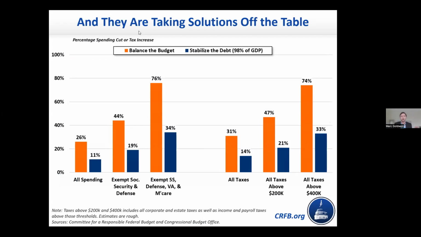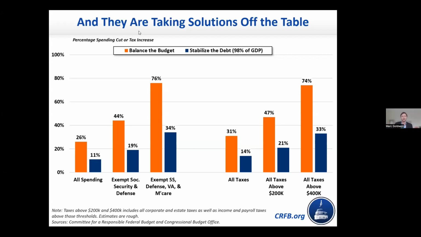And in fact, in both parties, we hear people just taking things off the table. Yes, I want to balance the budget, but we're not going to touch Social Security, defense, or Medicare, or veterans. If you do that, you've got to cut the rest of spending by 75, 76%. That's obviously unrealistic. Similarly, yes, we want higher taxes, but nobody making less than $400,000 a year is going to pay more in taxes. Even less in tax compliance, right? So if you want to cheat on your taxes, just make sure you're only making $399,000.